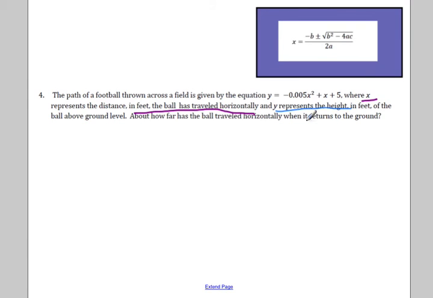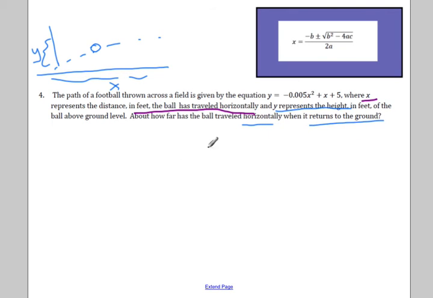Okay, so there's a football being thrown across the field. So there's the ball. So my x is the distance this way, and my y is my height. Okay, so how high it is, in feet above the ground. About how far has the ball traveled horizontally when it returns to the ground?